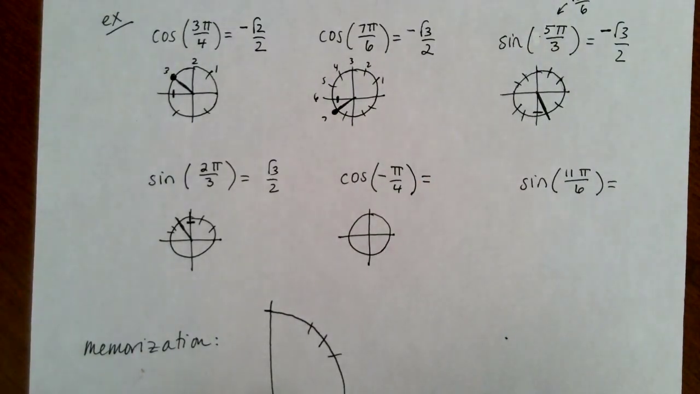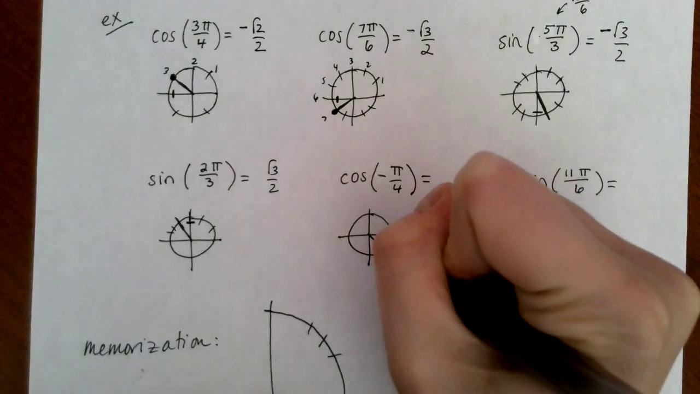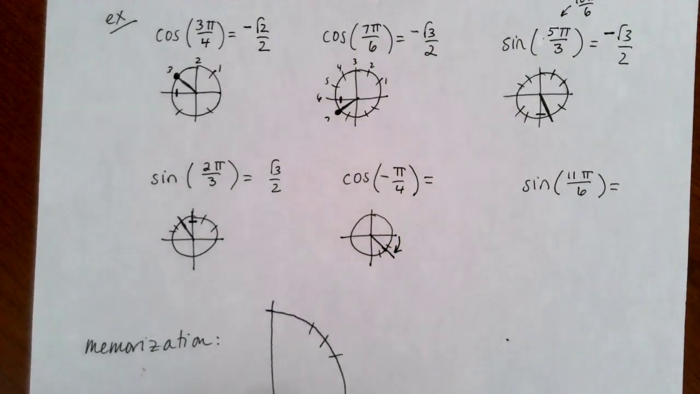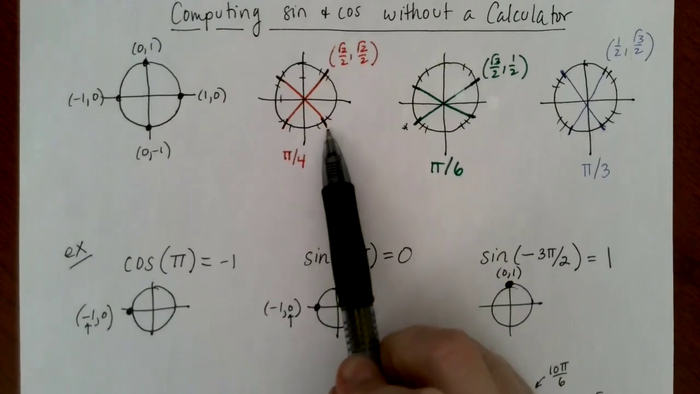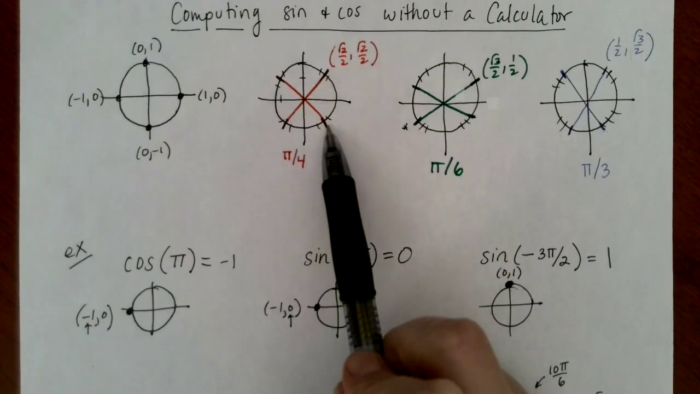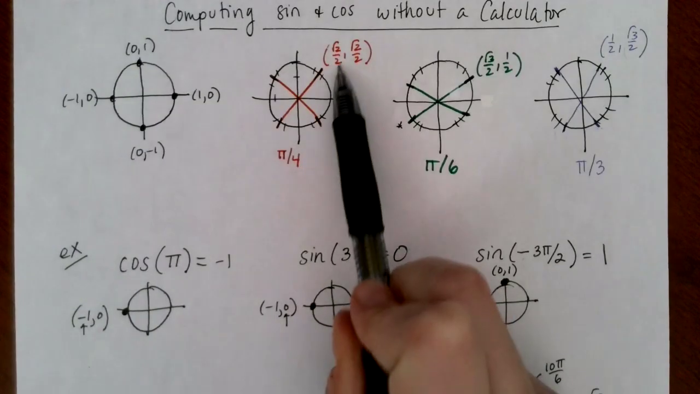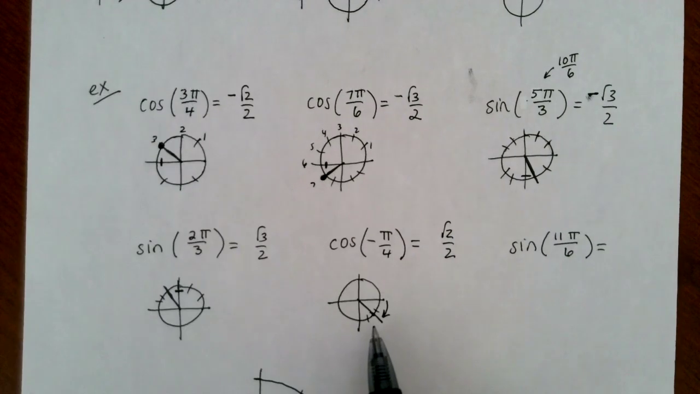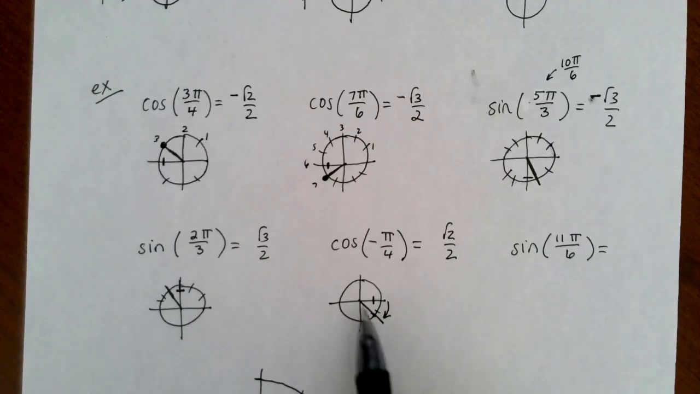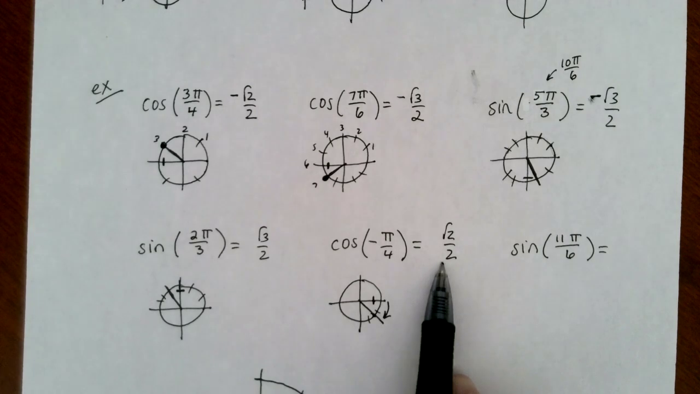Cosine of negative pi over 4. Negative pi over 4 rotates down this way, that 45-degree angle. So I'm right here, on the pi over 4 situation. I want the cosine, so I'm going to take this root 2 over 2 x value. And then since it's in the fourth quadrant, cosine is its x value. So because it's in the fourth quadrant, the cosine or x value would be positive. So again, I'm going to leave this positive root 2 over 2.